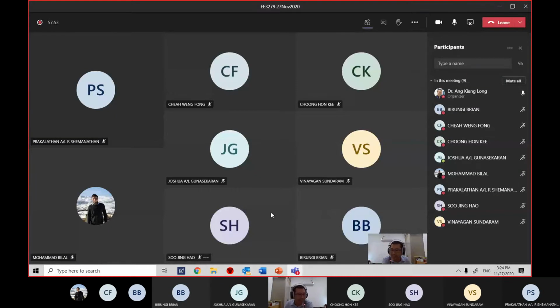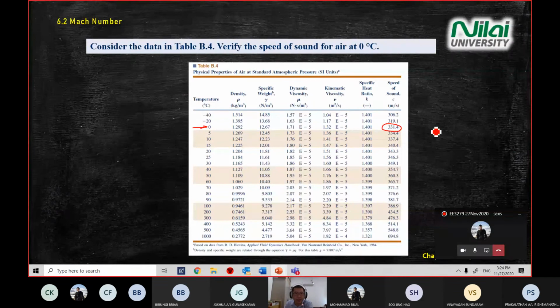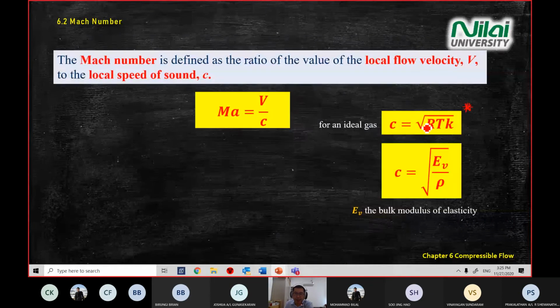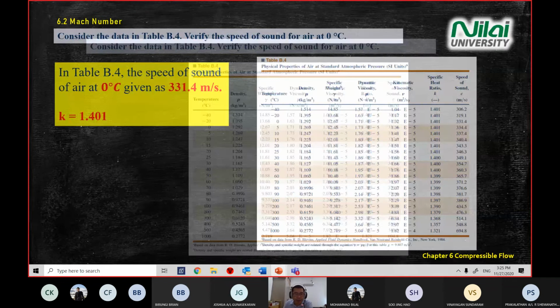Let me ask a question. Bilal, are you there? Yes, sir. Okay, what is the equation for speed of sound? The speed of sound is square root of what? I just thought it's RKT. Correct. Square root of RTK. RTK or RKT, also correct. So yes, RTK, very good. Good job.